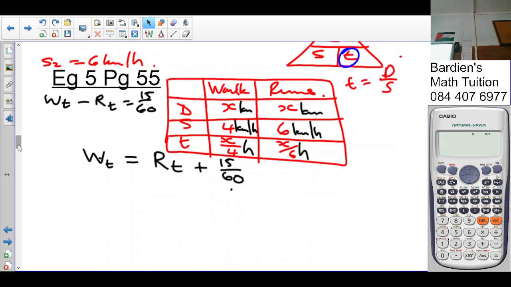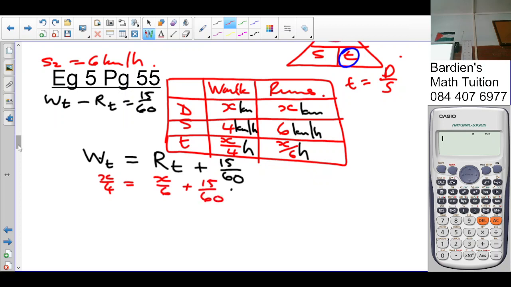Because we're talking about time calculated in hours, that is why I put 15 over 60. Do you understand? Right, so let's solve the equation, substitute. The walking time will be x over 4, which is equal to the running time, x over 6 plus 15 over 60.